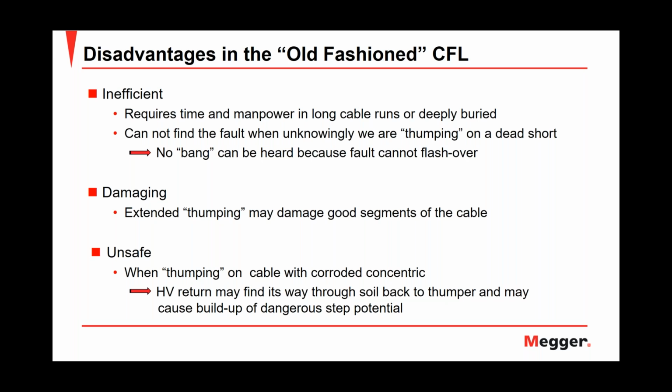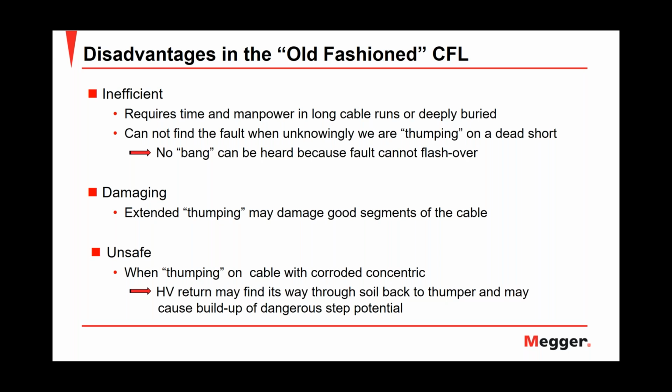But the worst scenario is when I cannot find the fault, when unknowingly we are thumping on a dead short. Let's say that the fault that my cable has is a short, which means that I have contact between the center conductor and the concentric. If I have a short and I send a high voltage pulse through this fault, I will not have an arc. Then no bang can be heard because the fault cannot flash over. So this is maybe one of the worst scenarios with the old-fashioned cable fault location method.